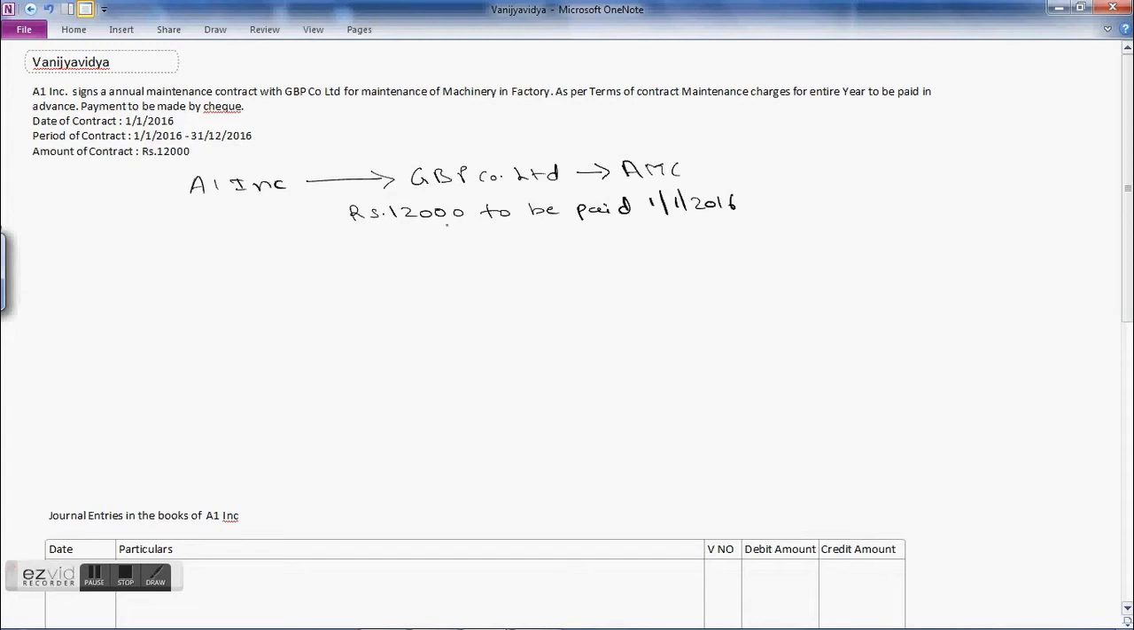1/1/2016. Now 12,000 is the amount for the period of all 12 months. The period of contract is from 1/1/2016, that is Jan 2016, to the end of December 2016, that is 12 months. So 12,000 for 12 months. So what is the cost for 1 month? It's 1,000 rupees. Now this 12,000 rupees is paid on 1st Jan 2016, that is, this 12,000 rupees is paid in advance.